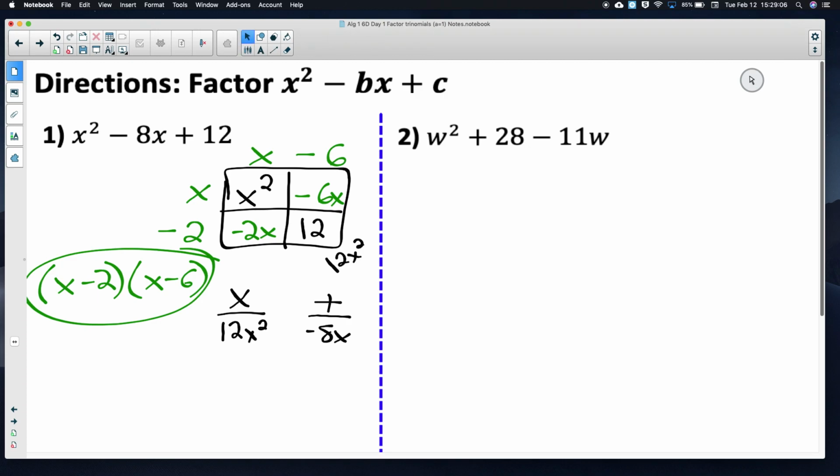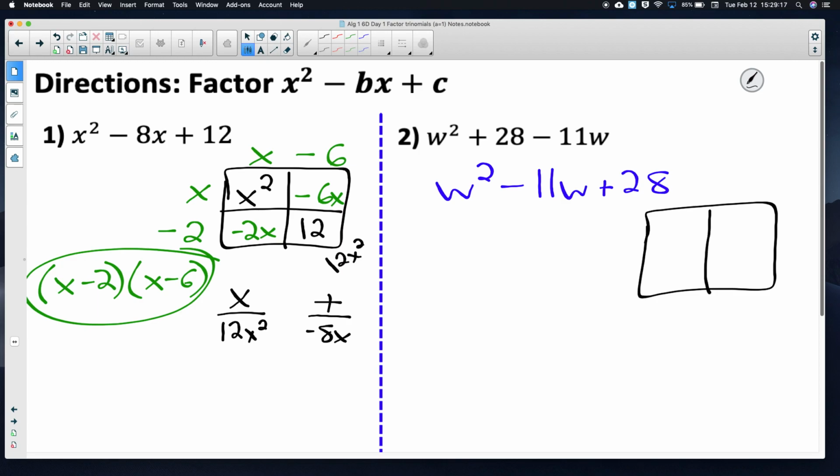And 2, it's not in standard form, so I got to rewrite it. And once I rewrite it, I go to my box. W squared goes into the upper left. 28 goes into the bottom right. So they have to multiply to give me 28w squared, and they have to add to give me negative 11w.